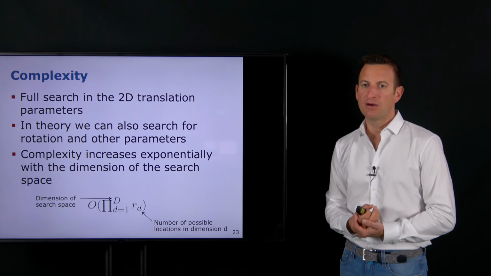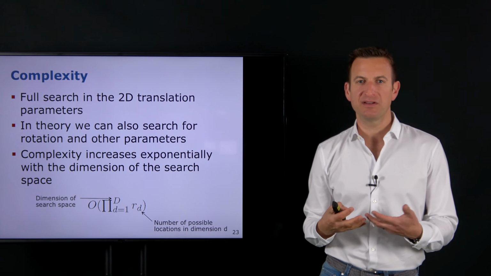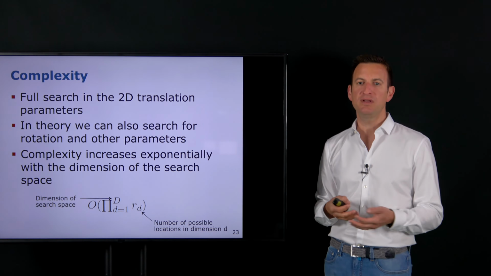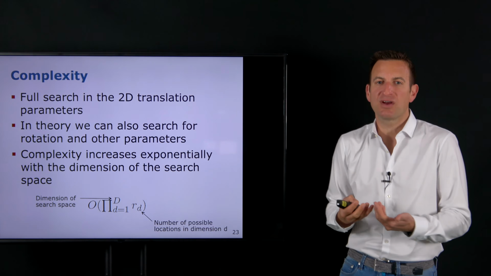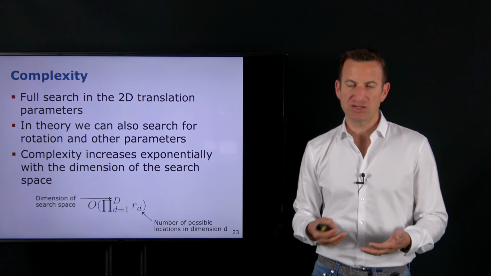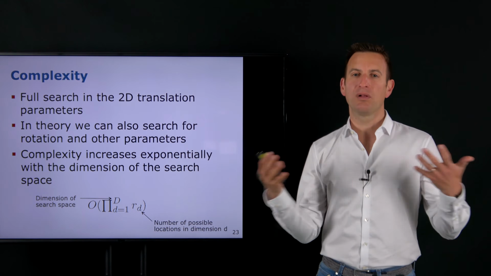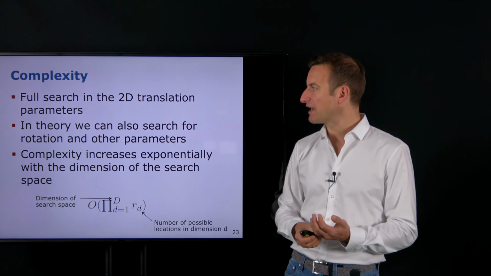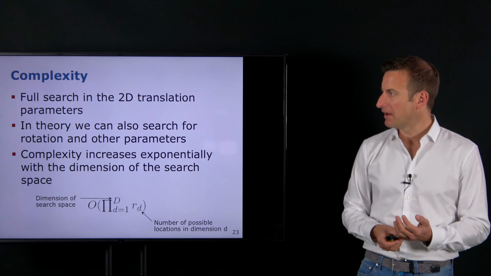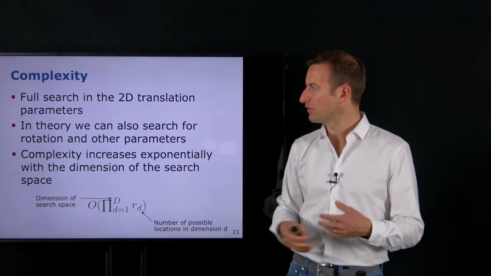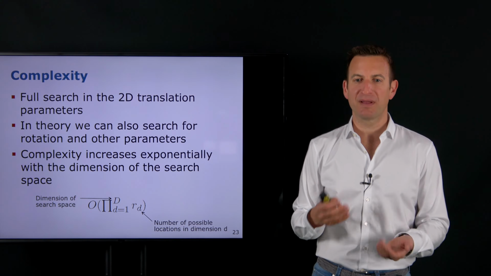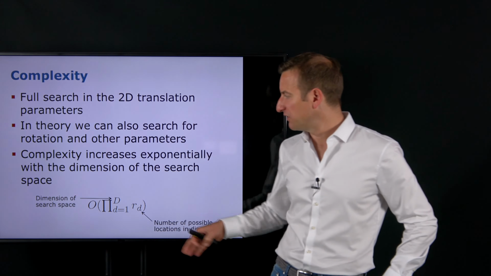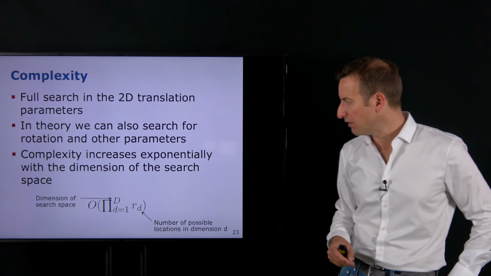In terms of the complexity of this approach, we're basically doing an exhaustive search or full search in the space of 2D translation parameters. So I'm trying out every possible location where the template and the image actually overlap. And as I said, we could also look for rotations or other parameters, but that increases the complexity, and the complexity actually increases with the dimensionality of that search space.